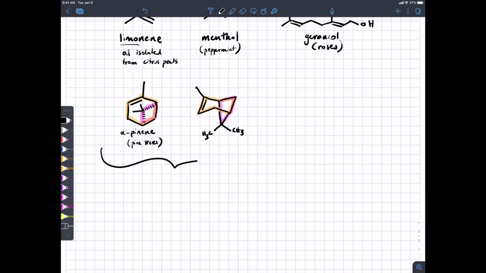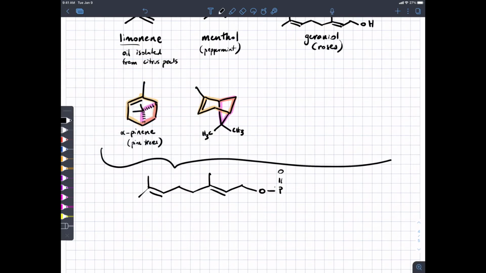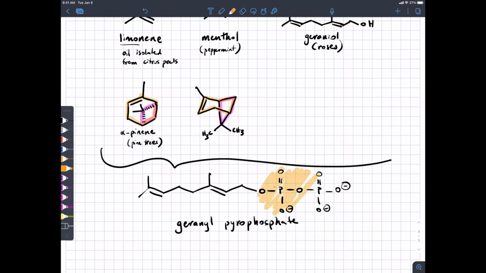They have a common precursor, and that common precursor is the following 10-carbon molecule. Oops, sorry. Come on, double bond, double bond. And then you've got what's called a pyrophosphate group on the end. This is called geranyl pyrophosphate, where the pyrophosphate is a really good leaving group.